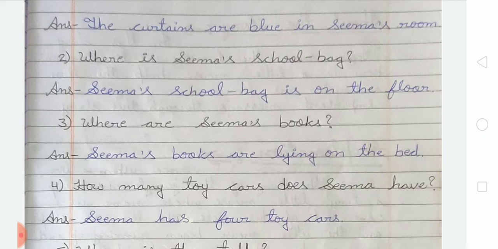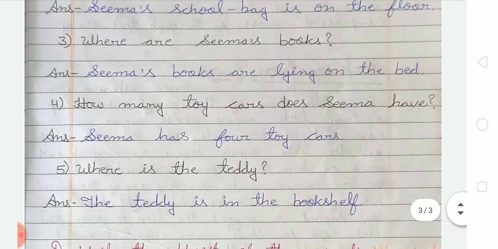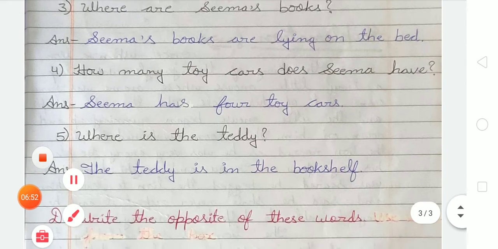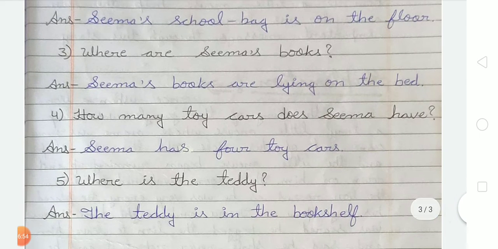Number 4 is, how many toy cars does Seema have? So we have to write the answer that Seema has 4 toy cars. Now the last one is number 5, where is the teddy? So we have to write the answer that the teddy is in the bookshelf.